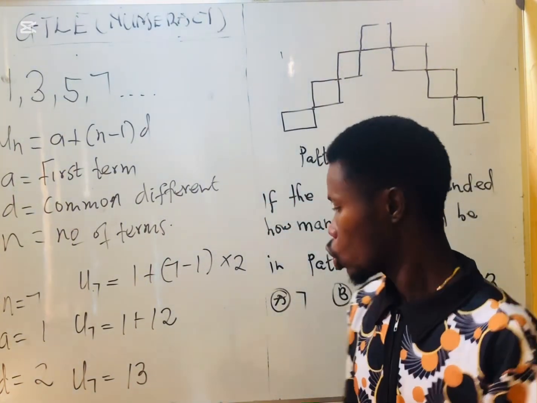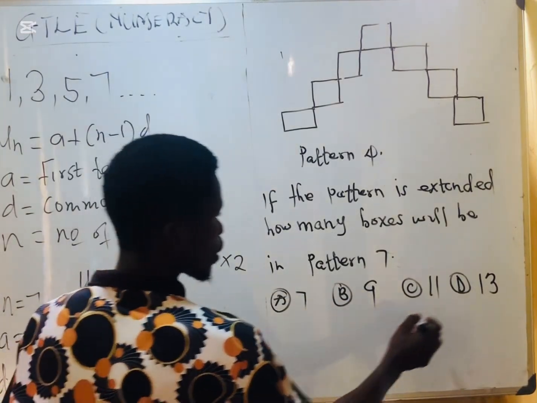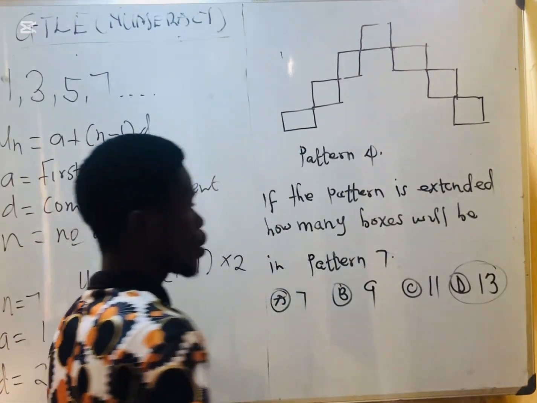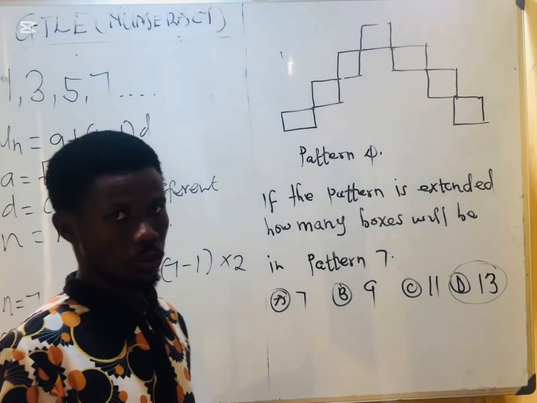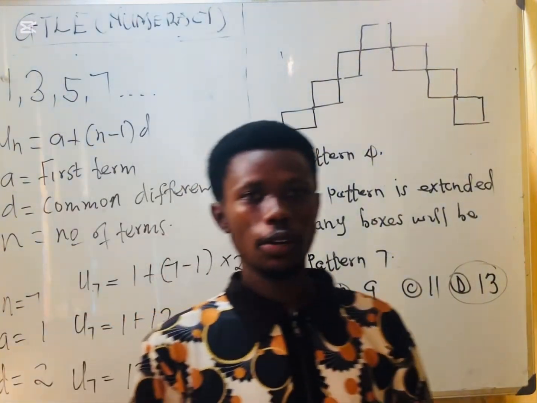So our answer for this is 13. It's very simple, right? Good. So now look at question number 2.